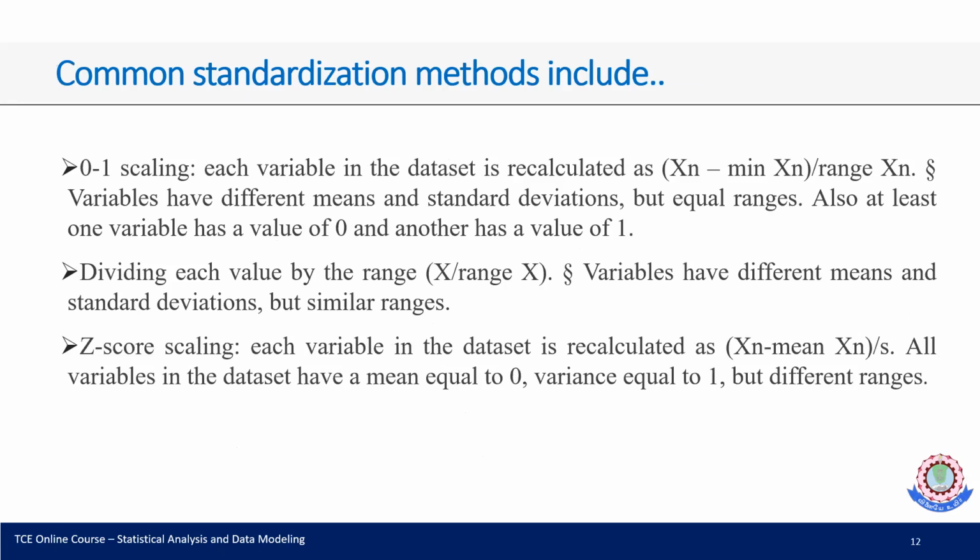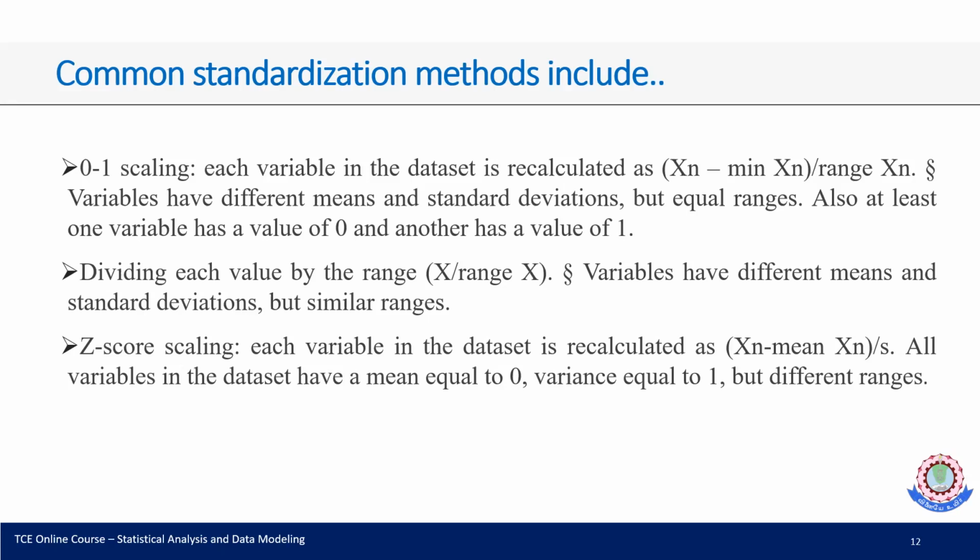For example, with a scale from 0 to 1, each variable in the data set is recalculated using min-max and boundary values. Variables have different names and standardizations, but equal ranges. At least one variable has a value of 0, and another has the value of 1. The next step is to divide each value of the data set by the range. Variables can have different means and standard deviations, but similar ranges for each row. That is a common standardization method.